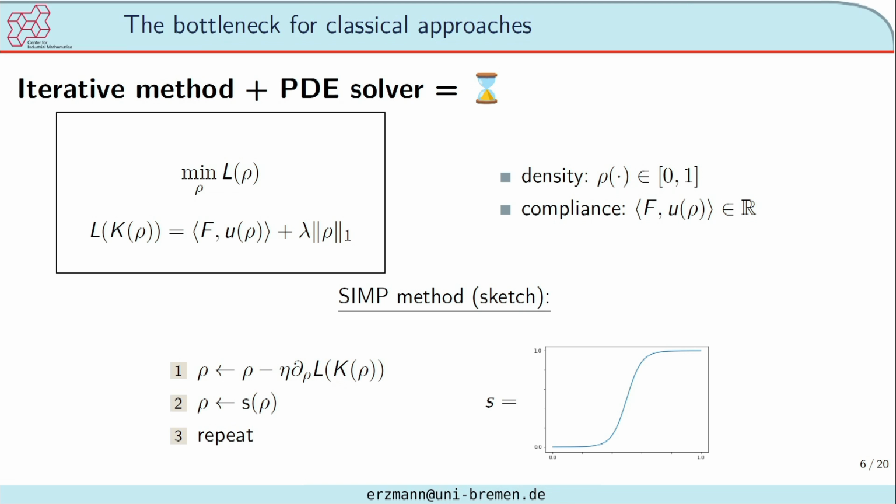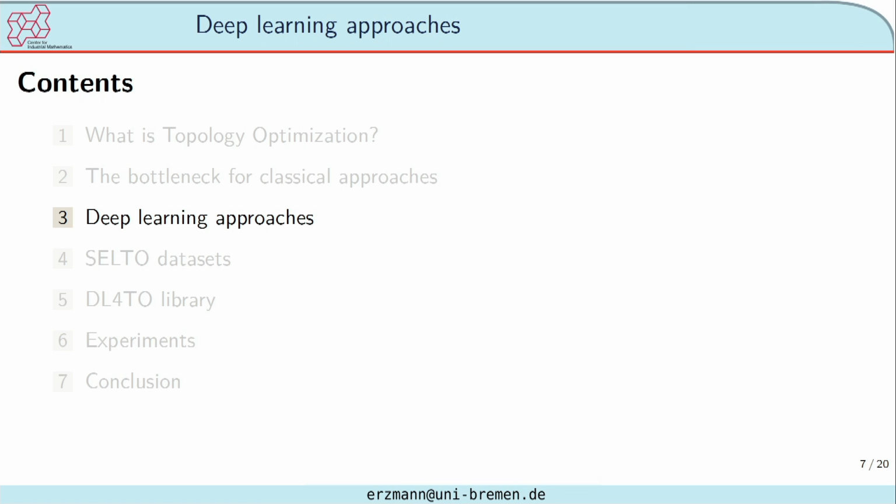And the big problem with this classical SIMP method is that it is an iterative method, and in each iteration we need to solve the PDE for linear elasticity, right? Because in the compliance here we need the displacements U, which are the solution of the PDE. So we need to solve the PDE over and over again, which quickly becomes very expensive, especially if we are in 3 dimensions and if we are on high resolutions. So that's the main reason why people started using deep learning for topology optimization.